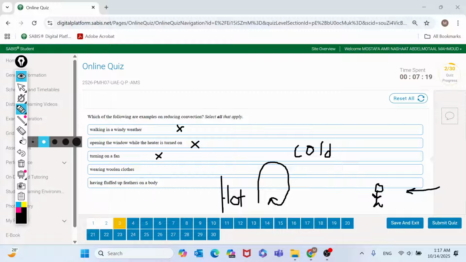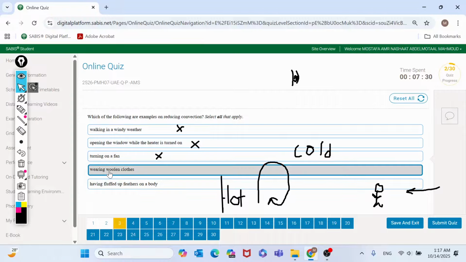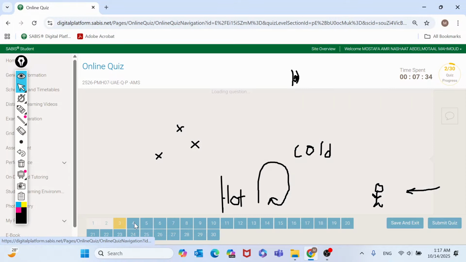Wearing woolen clothes. Yeah, because woolen clothes have small gaps of air in them, and convection can't happen in small gaps of air. It needs space. So yeah. Fluffed up feathers on a body. Same case as the woolen clothes. There are small gaps of air in it.